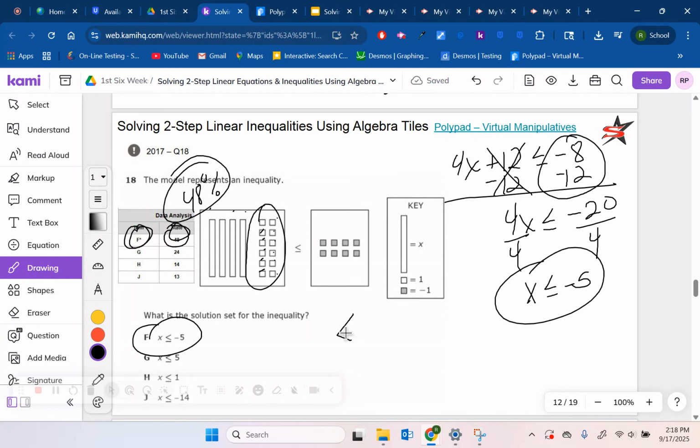All right, so what does that look like if I ask you to graph it? Well, we're going to hit that negative 5, and the numbers that are less than negative 5 and equal to it. So I do that, and anything on this side is an answer. It's a solution to this inequality.